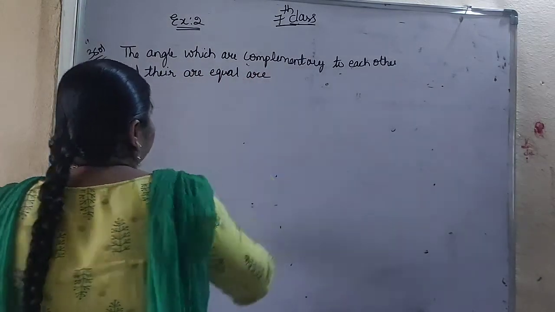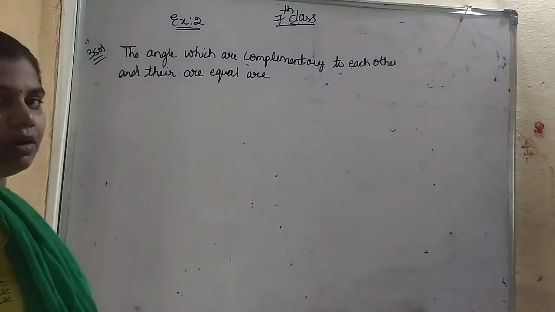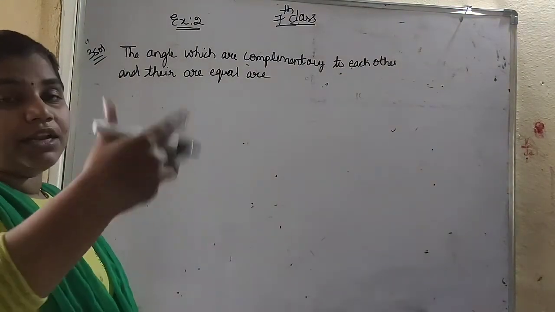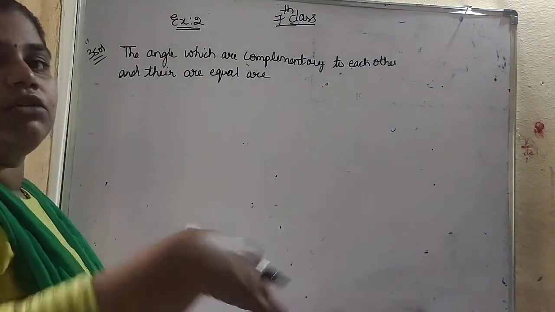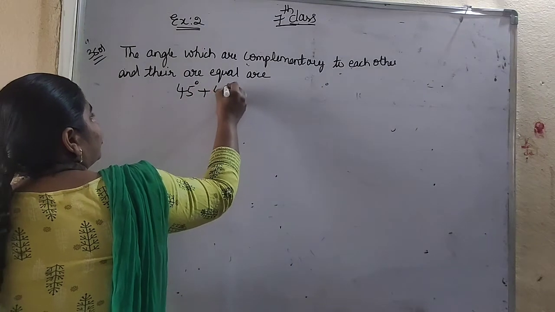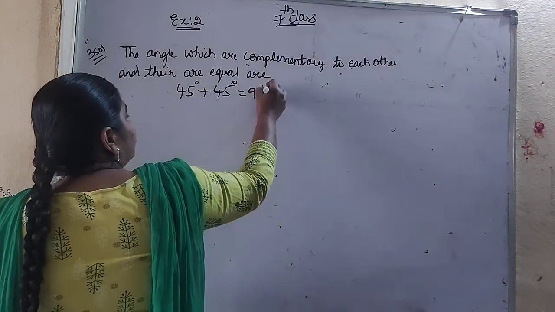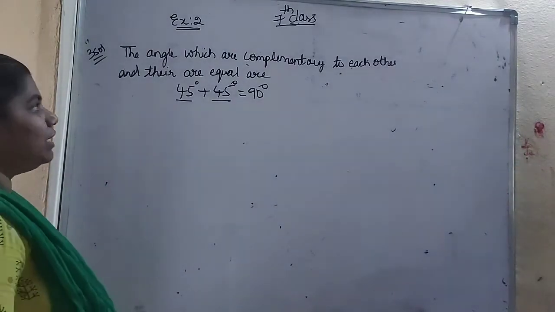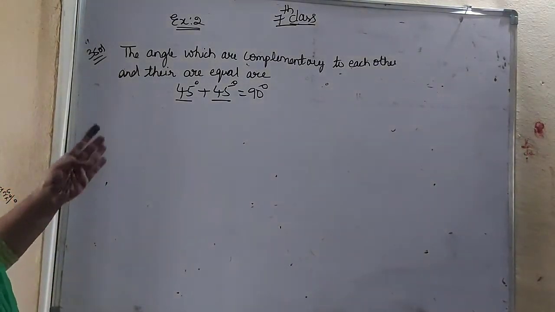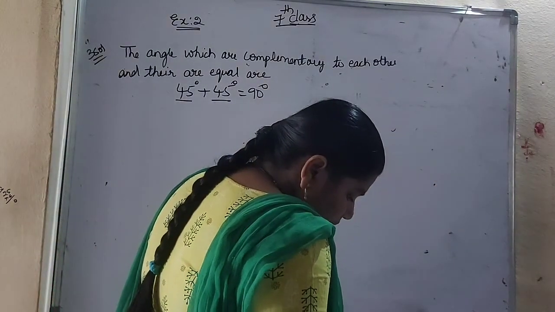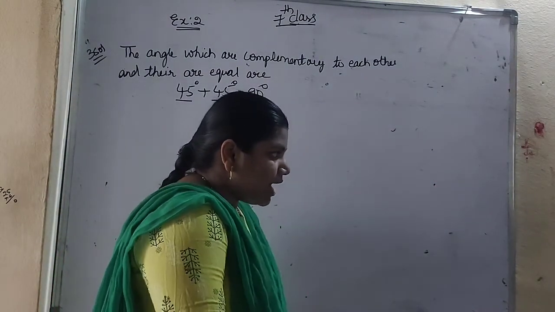So what are the angles? Complementary means the sum of two angles should be 90, and the angles are equal to each other. That means the values are equal. So what are the angles? 45 degrees plus 45 degrees will be equal to 90 degrees. So 45 degrees is a complementary angle to each other and they are also equal. So 45 plus 45 is equal to how much? 90 degrees. Next, last question.